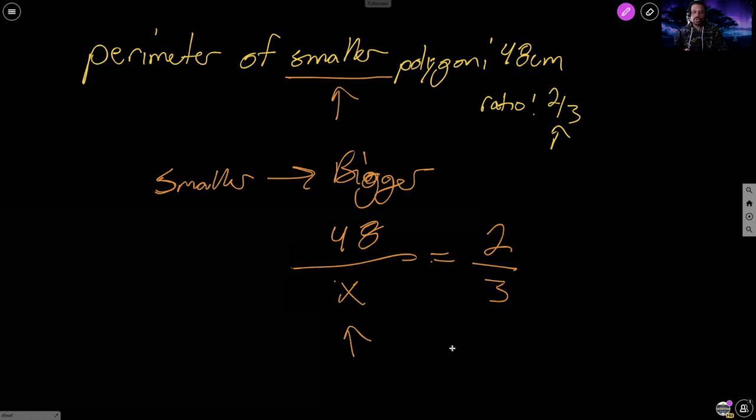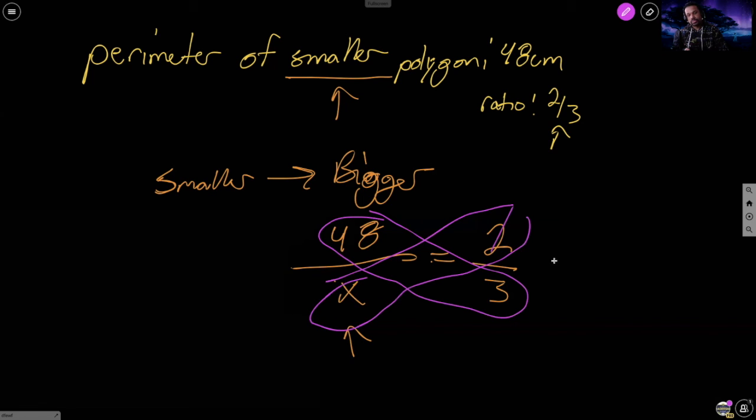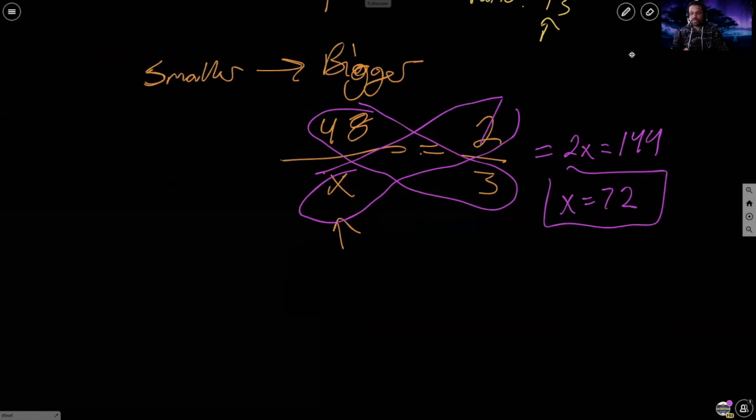All right, and then you go ahead and you cross multiply. Two x times 48. 48 times 3, that's 144, divided by 2, that gives me 72. So the perimeter of the bigger polygon is 72.